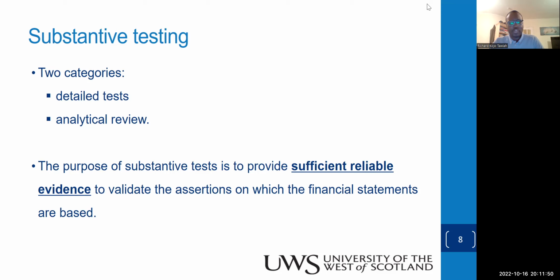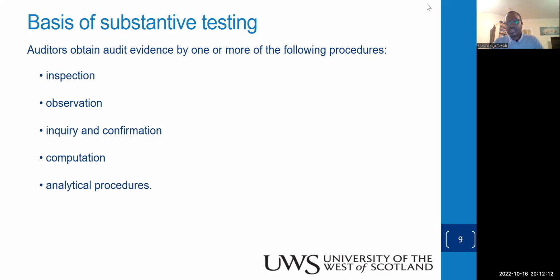Substantive testing is in two parts: test of details, and analytical procedures. The import of substantive testing is to ensure we obtain sufficient, reliable, and of course appropriate audit evidence to validate the management assertions which are associated with the financial statements. So that's the main purpose there. Hardly would you say you want to test controls in substantive testing. Substantive testing looks at the assertions, okay?